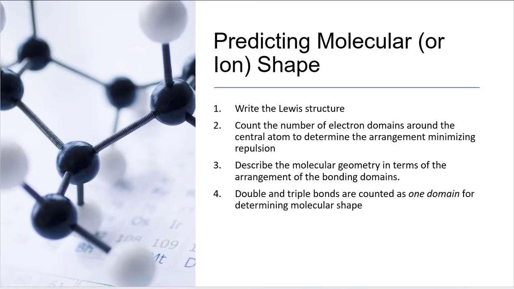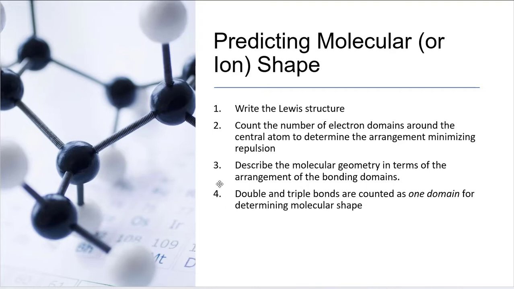So when we are looking at molecular shape, here are 4 important steps. Number one, write the Lewis structure, draw it out. Count the number of electron domains around the central atom, and I'm going to explain what that means in just a second. So we need to count the domains. This is also called finding its steric number. That's going to help us to figure out our molecular geometry using a little cheat sheet here.